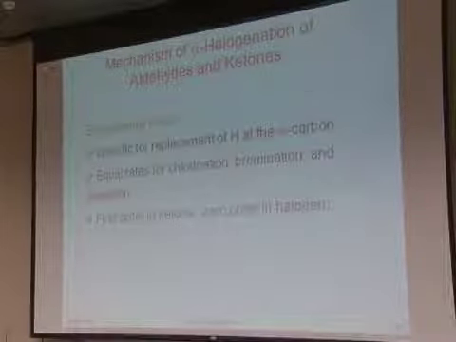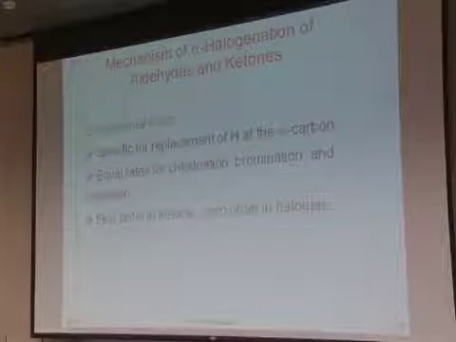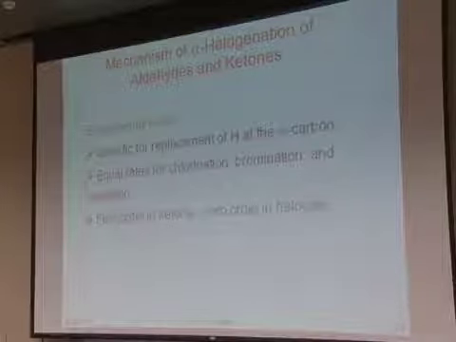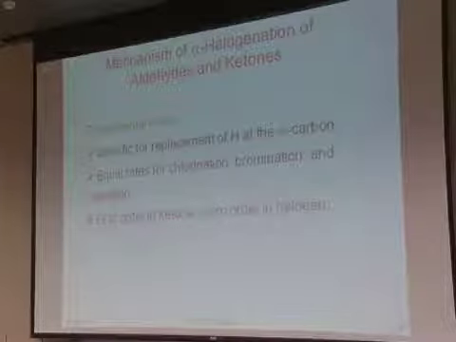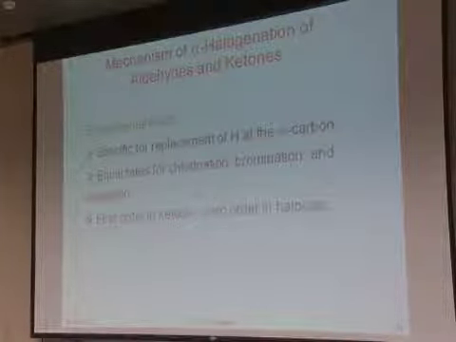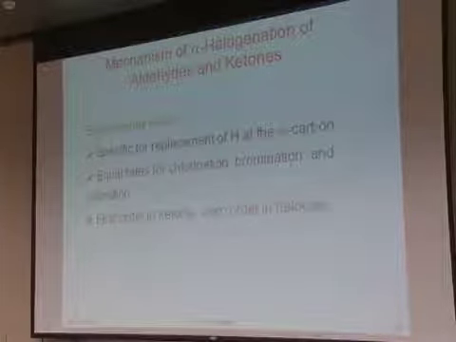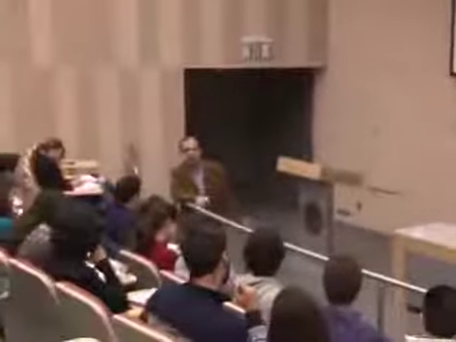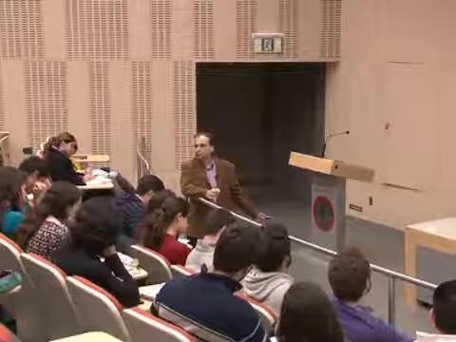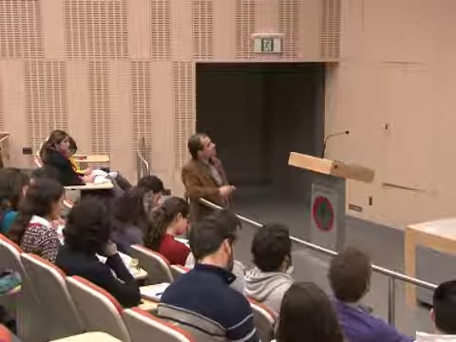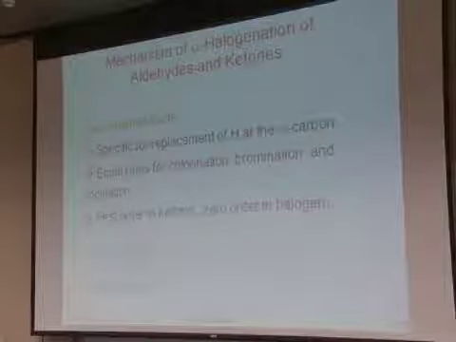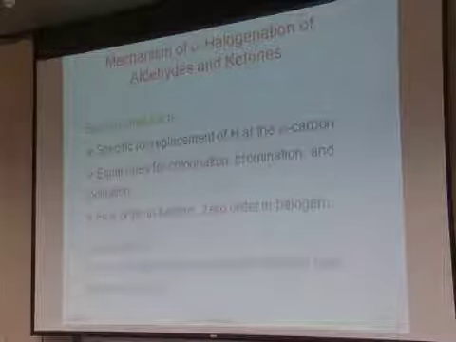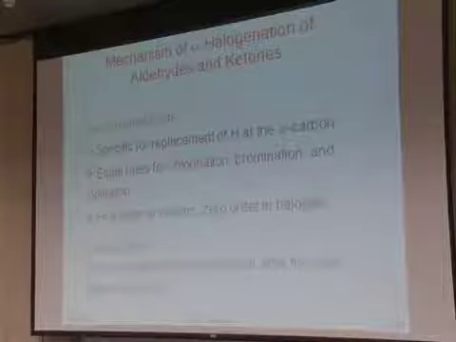Some experimental facts about this reaction. First, this reaction is specific for the replacement of an alpha hydrogen, only the alpha hydrogen. Second, equal rates for chlorination, bromination, and iodination. Third, it's first order in ketone, zero order in halogen. So what do we conclude? The rate determining step does not involve the halogen. In fact, this is proven with these two facts, because you have equal rates for chlorination, bromination, and iodination, and also it is first order in ketone, zero order in halogen. So the interpretation: there is no involvement of the halogen until after the rate determining step.